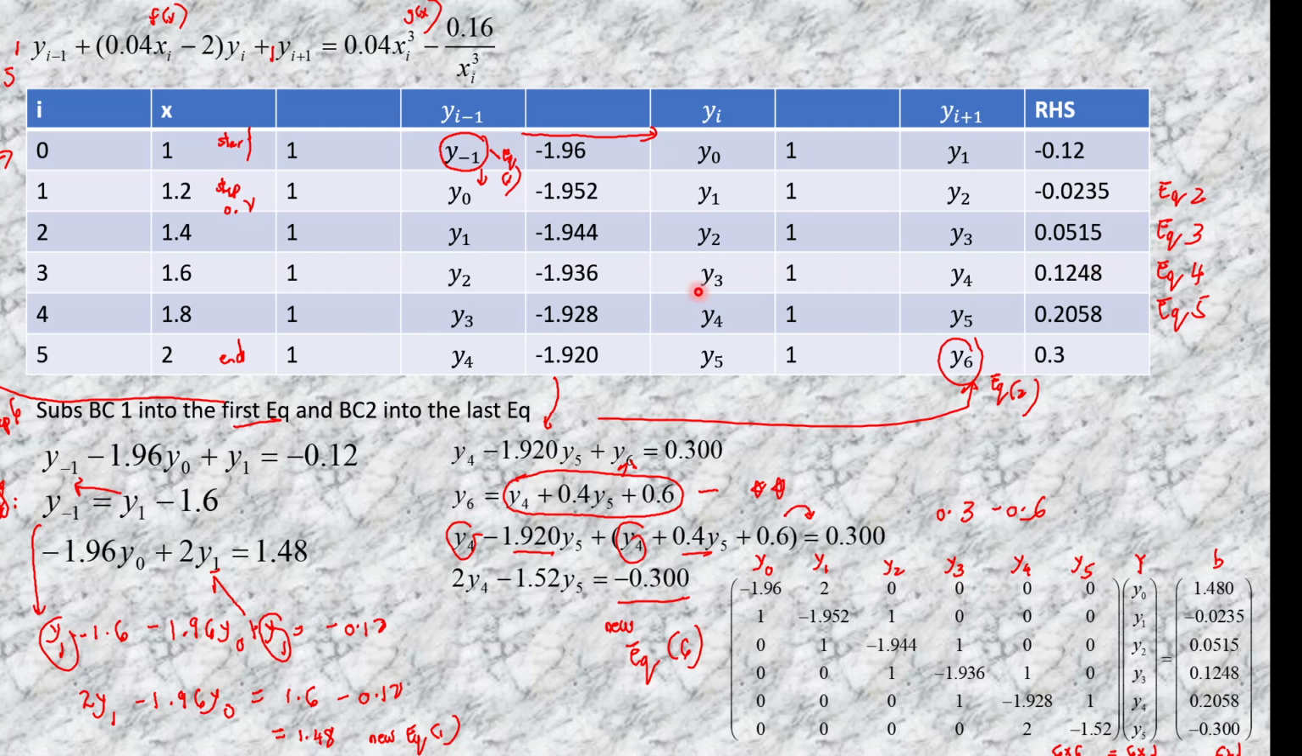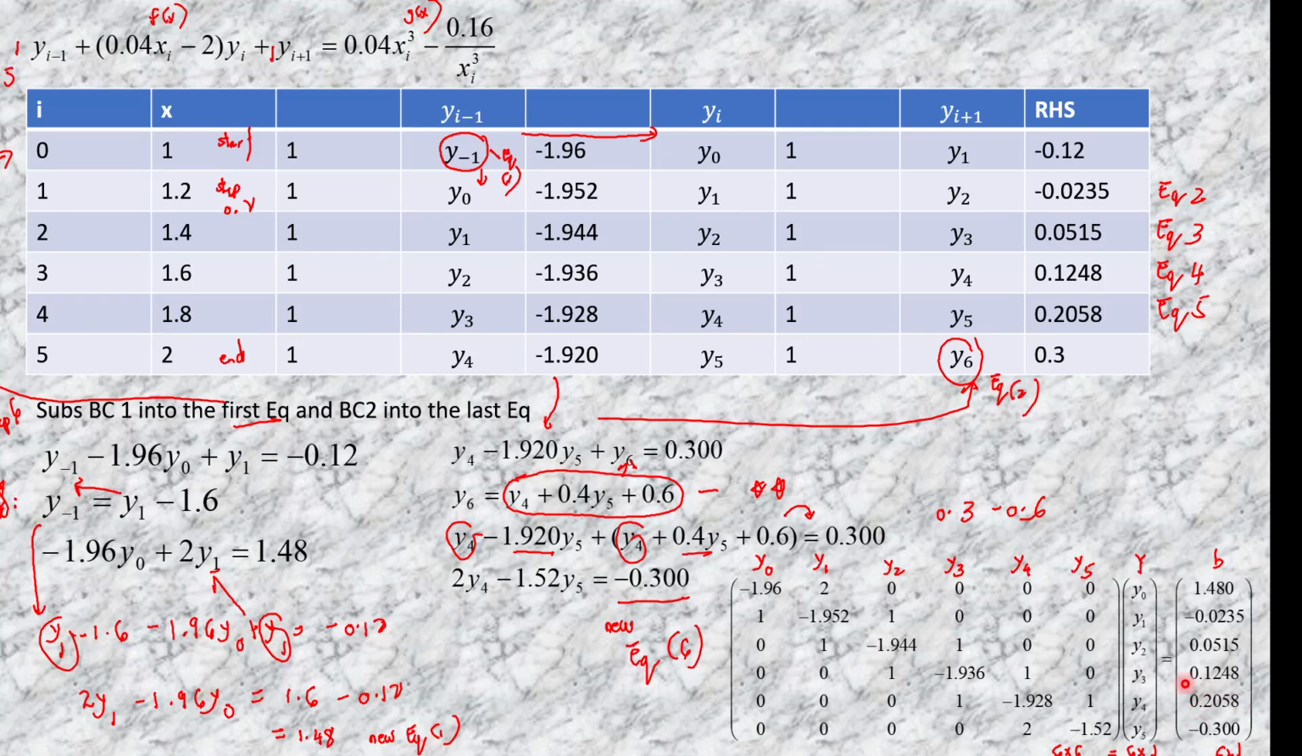Next, equation 4. Start from y2, so y0, y1 are 0. Their coefficient 1, negative 1.936. Right hand side vector is 0.1248. Equation 5. Start, y3 is number 1, so y0, y1, y2 are 0. So y3 is 1, followed by negative 1.928. y5 is 1. And then the right hand side is 0.2058.